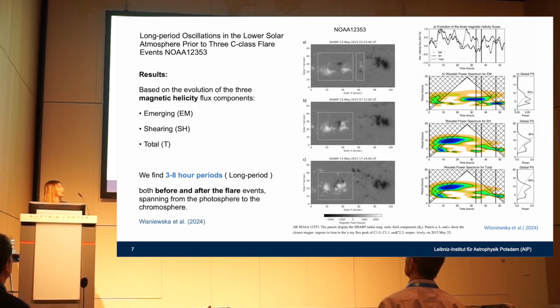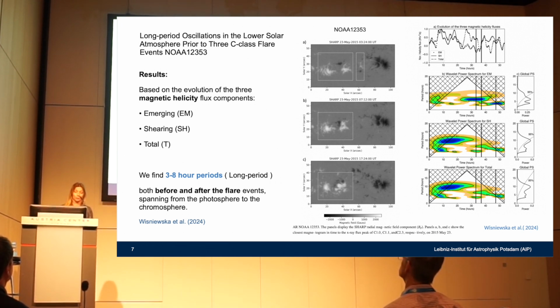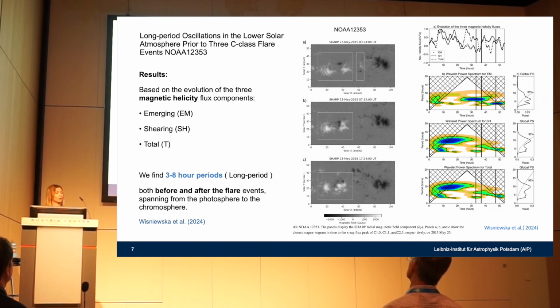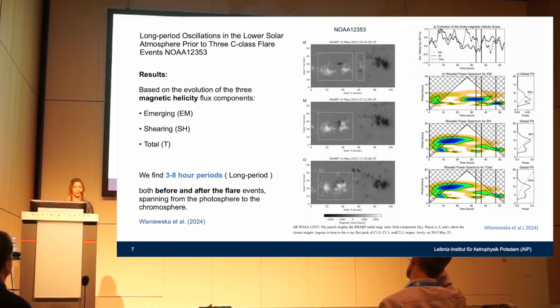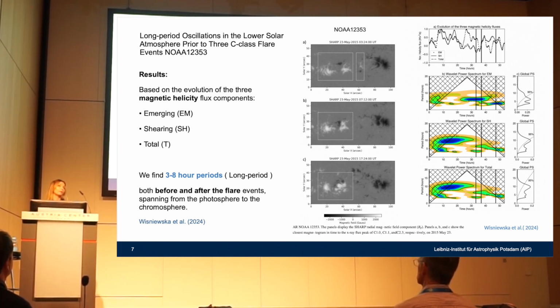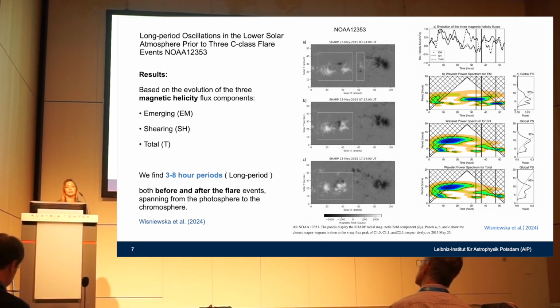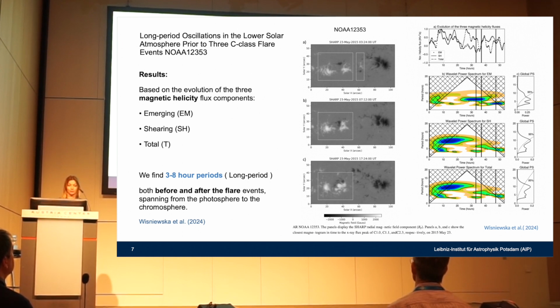Not so long ago, in 2020, my friend Mariana Korsos did an investigation on magnetic helicity oscillation and the evolution of the 3 magnetic helicity flux components. She found that there are special oscillations in the regions in which eruptive events occur, and which are not present in the active regions which don't show such eruptive activity.